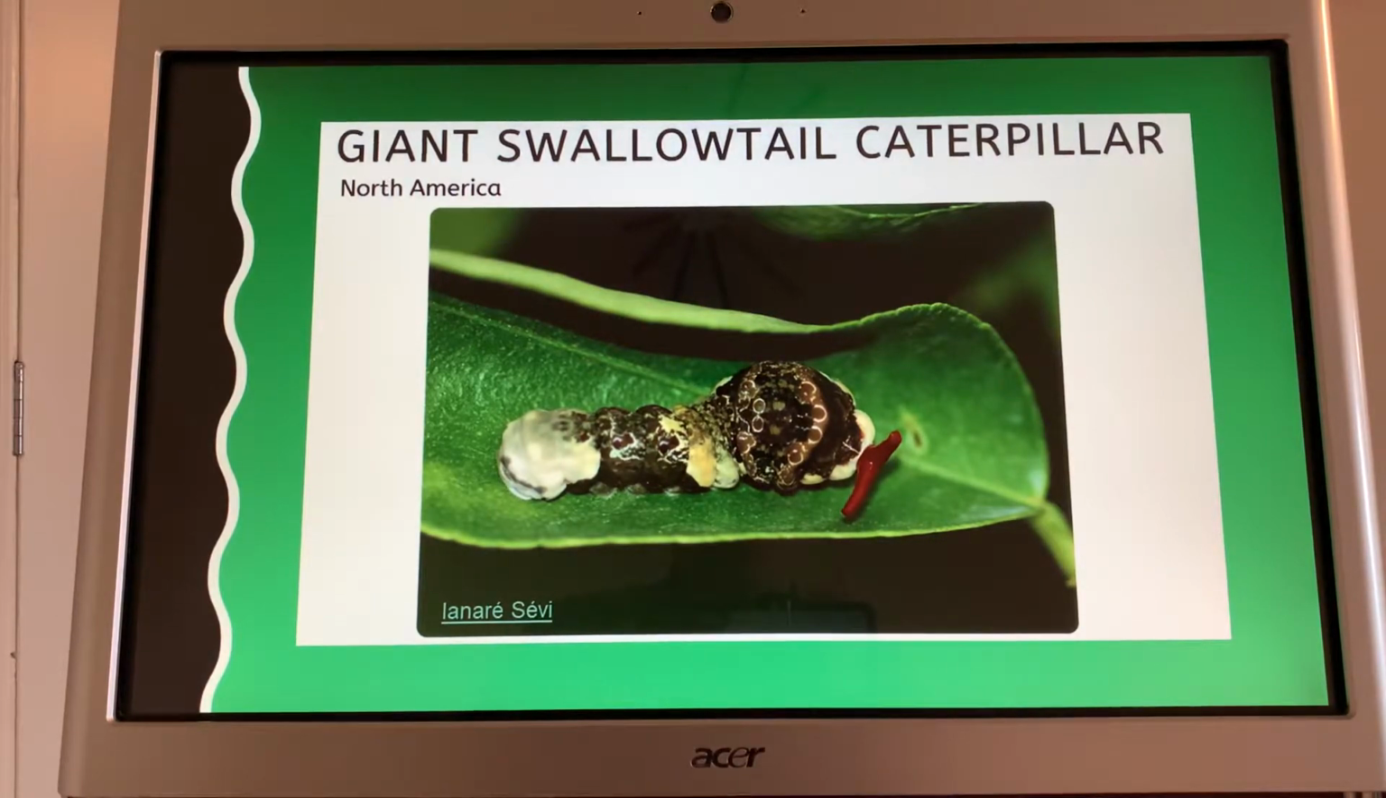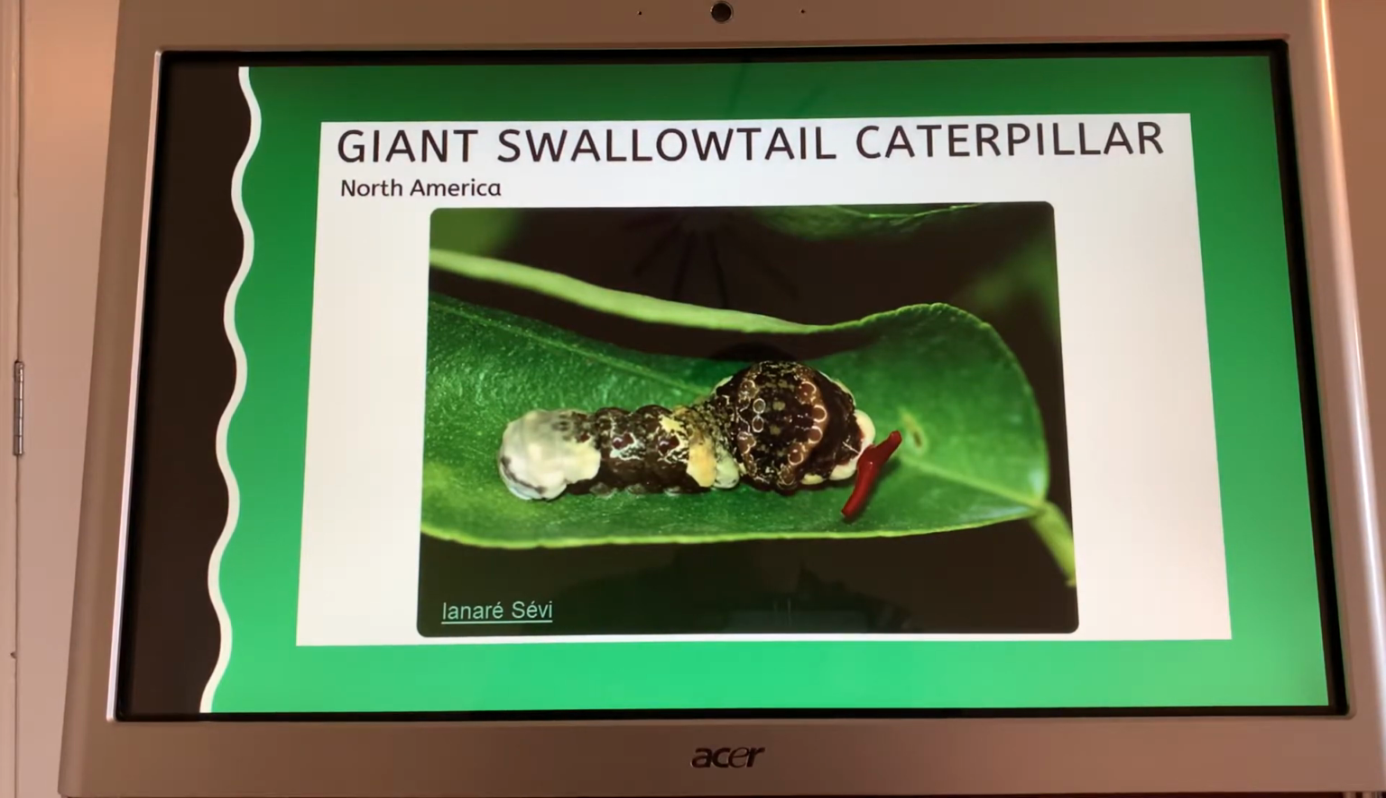The giant swallowtail caterpillar, found in North America. Now, looking at this little creature, believe it or not, that is a caterpillar. It looks rather disgusting, but maybe it's changed to look like that over years and years and years. Why do you think the caterpillar may have adapted and changed so it looks like that?